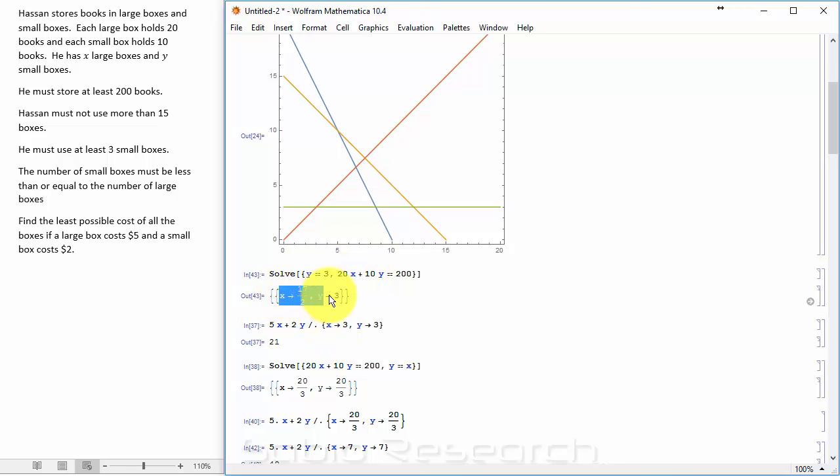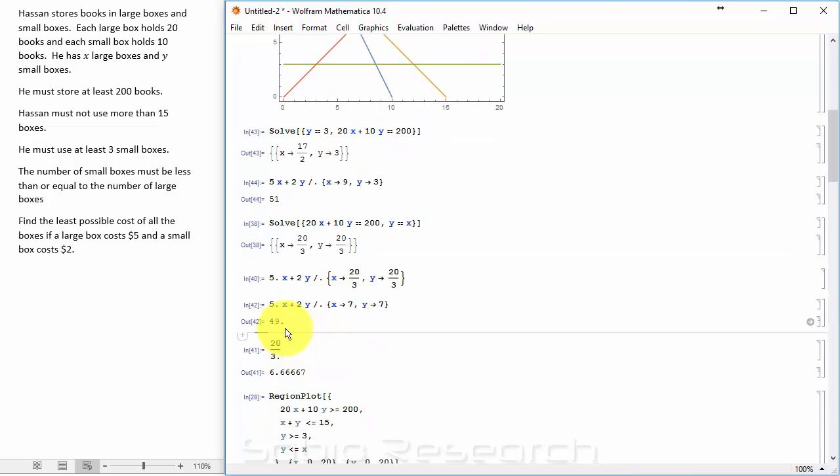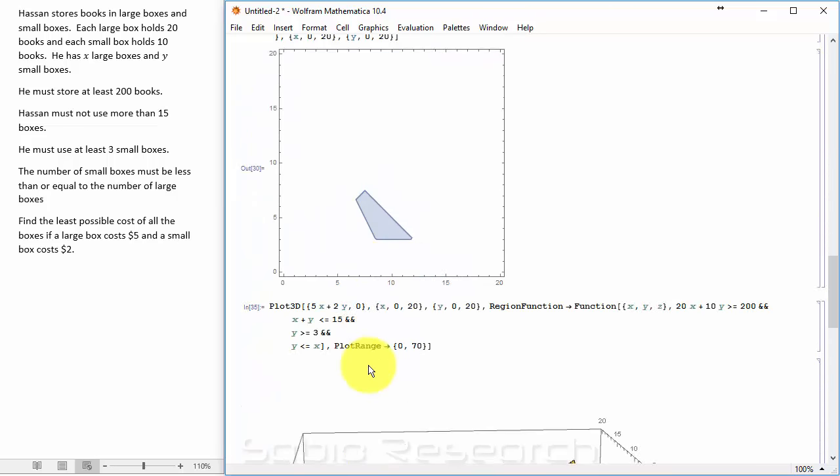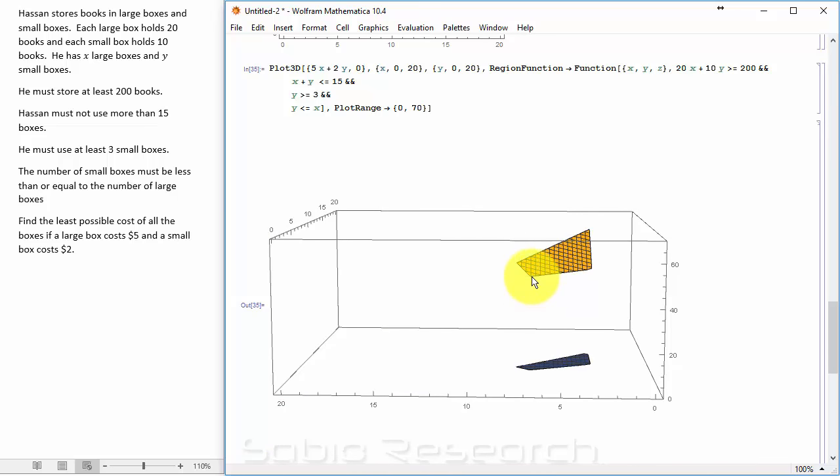So let's see. I have y equals 3, that's all right. 17 over 2 is 8.5. So I should use 9. Okay, there we go. It's $51 if I used it, whereas here is $49. So this is actually lower. So having a picture helped me. It goes down slightly. So the answer is here.